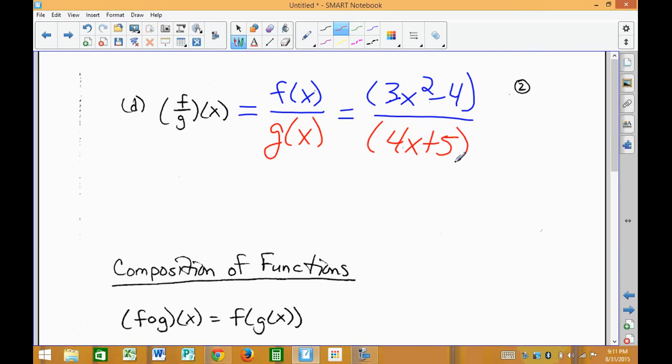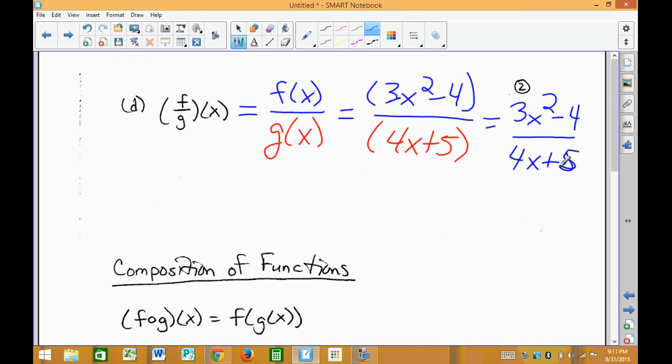And again, I am putting parentheses here. Parentheses is very helpful when you're adding and subtracting and multiplying. It might be helpful when dividing, but in this case, when you're dividing, they simply just go away. They do not really have any effect on this division. So our new function is 3x squared minus 4 over 4x plus 5.